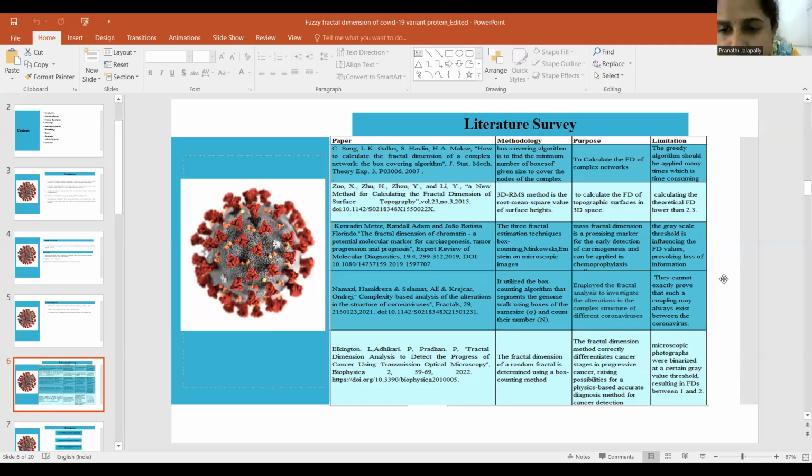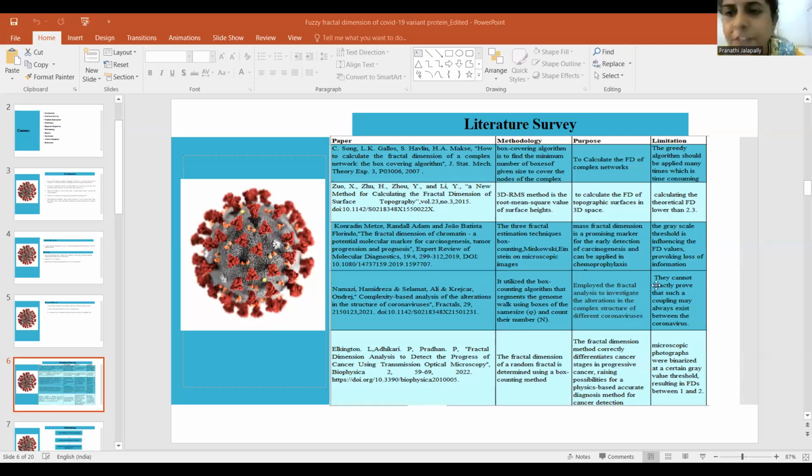The purpose of the study was to identify the cancer stage in progressive cancer, raising possibilities for a physical-based accurate diagnosis method for cancer detection. The limitation of this method is that the microscopic photographs were binarized at a gray value threshold, resulting in a fractal dimension between 1 and 2. Now coming to the methodology.